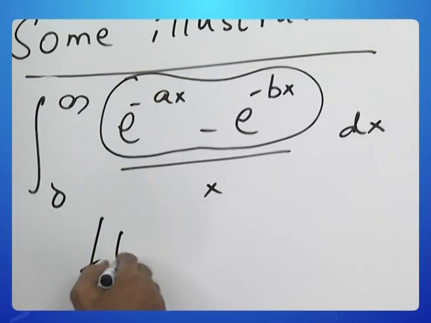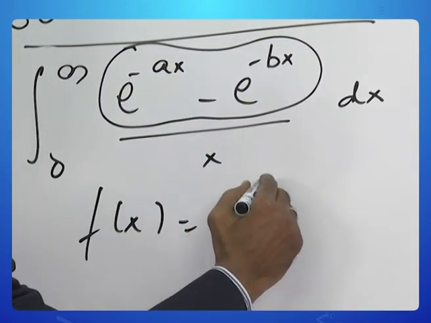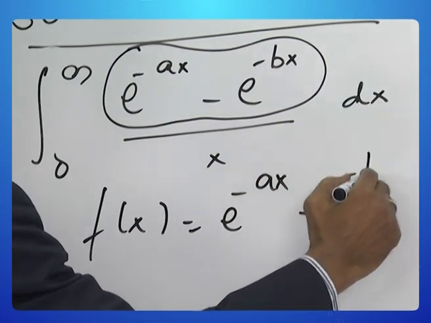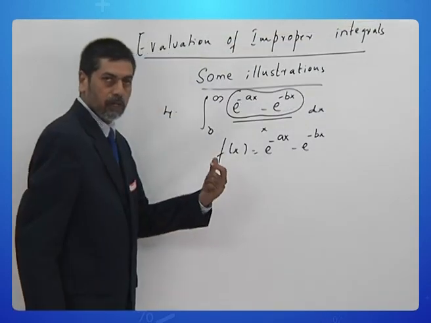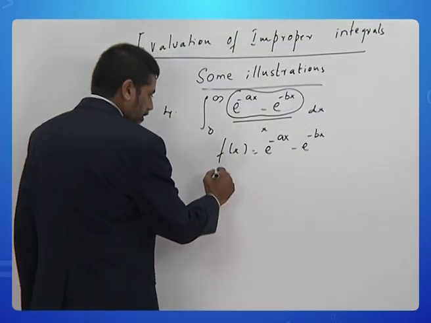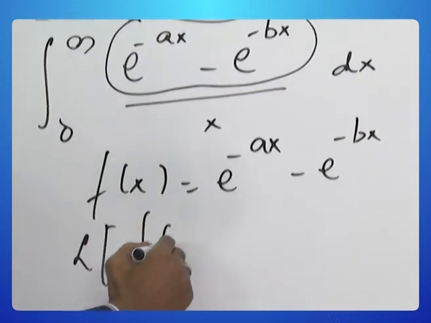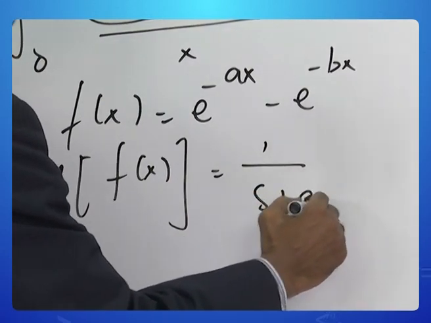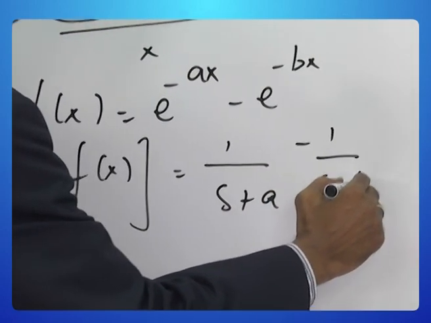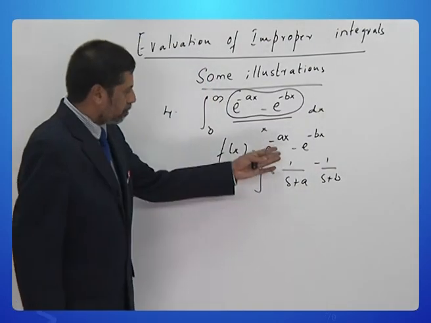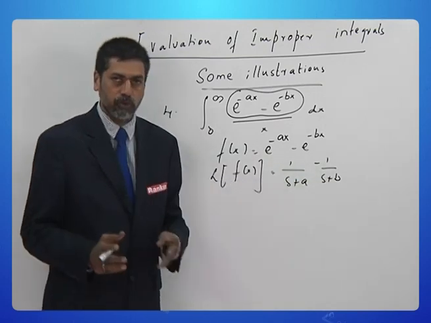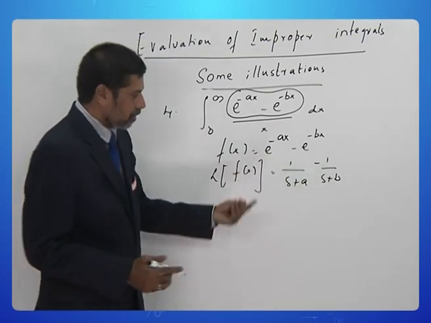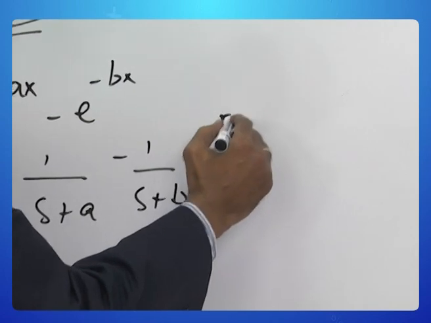So let us call f of x is equal to e power minus ax minus e power minus bx, the numerator. So you find the Laplace transform of this function. Now these are basic functions whose Laplace transforms are known to all of you. So therefore, let's get this. Call it f of s.